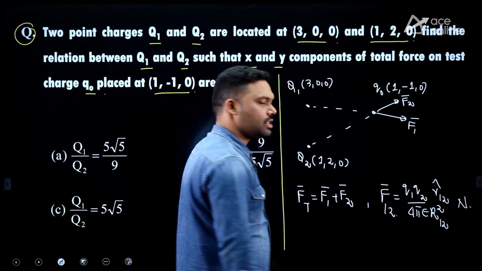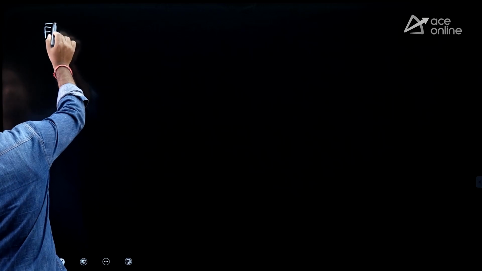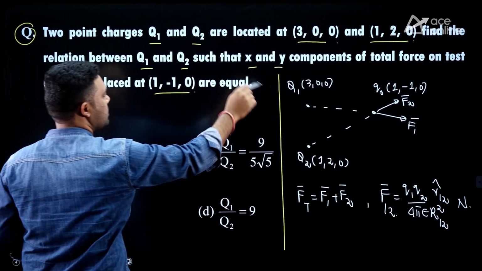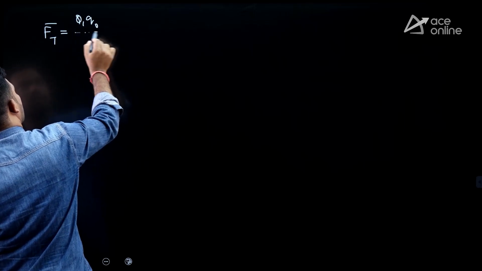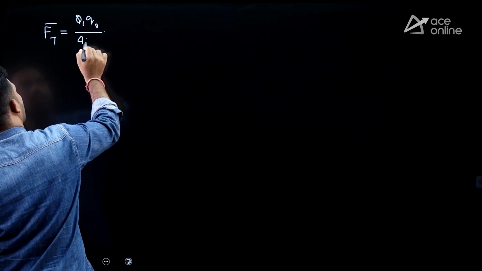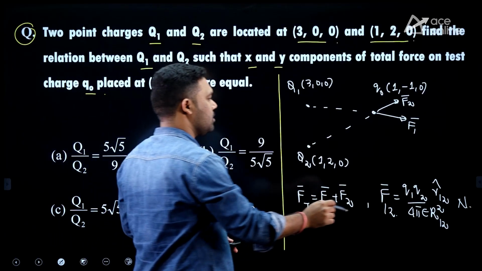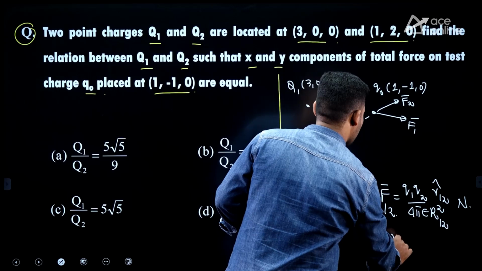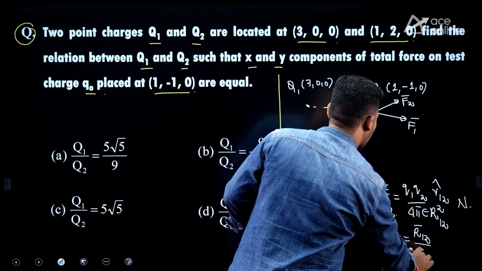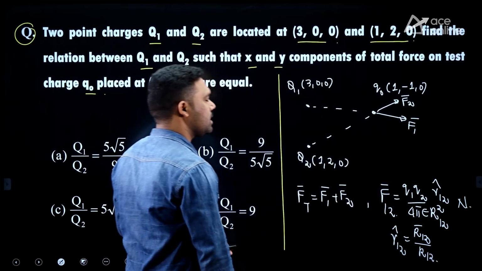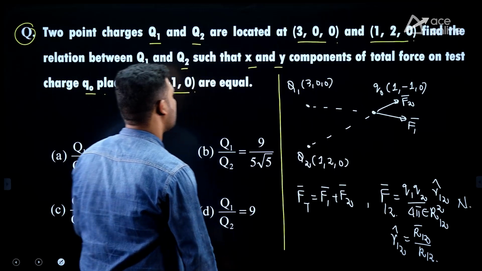So you can apply the superposition principle here. Yes? So can I write down directly? F total is equal to, what is the force between these two charges? It is Q1 into Q naught divided by 4 pi epsilon, vector by its magnitude cube. So unit vector can be written as R12 cap is equal to R12 by R12 magnitude. So vector by its magnitude, that means you can make use of this one. Vector by its magnitude cube.